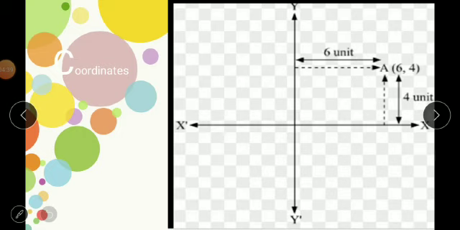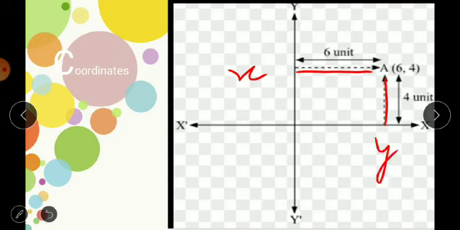To locate the position of a point, we need to draw perpendiculars from that point on the x-axis and y-axis. The perpendicular distance from the y-axis is known as the x-coordinate. The perpendicular distance from the x-axis is known as the y-coordinate.